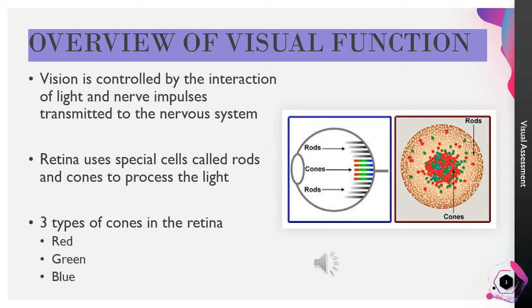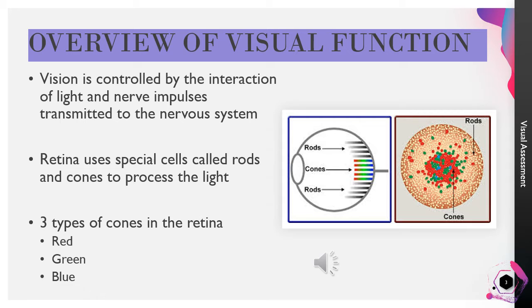Vision is controlled by the interaction of light and nerve impulses transmitted to the nervous system. As light enters the pupil, it hits the lens. The lens focuses the light rays on the back of the eyeball known as the retina. The ciliary muscles attach to the lens and change the shape of the lens depending on whether the focus is near or far away. The presence of light on the retina causes it to change the light into nerve signals for the brain to interpret.